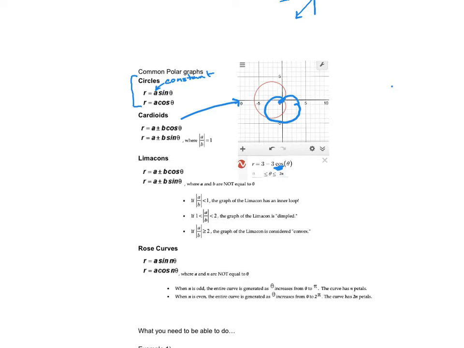The key to a cardioid is that the a and the b value here are the same. So r equals 7 minus 7 cos theta is going to give you a cardioid. That's what this little qualification here is, where the a over b ratio is equal to 1. So 9 plus 9 sine theta, those two values being the same, would give you a cardioid.